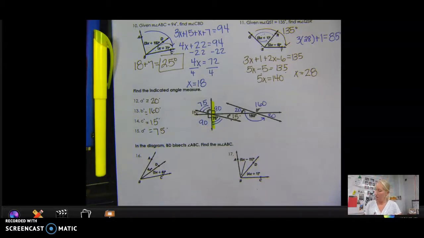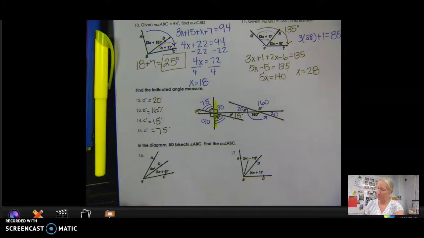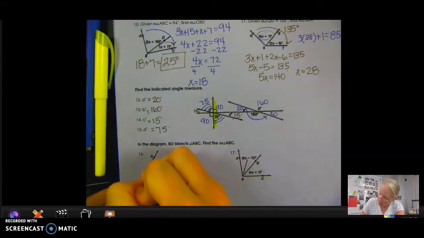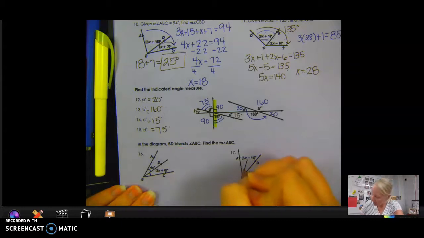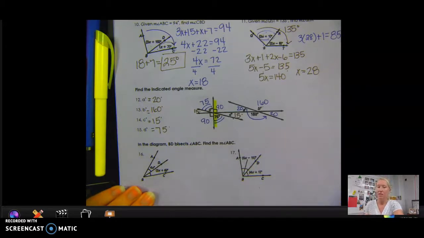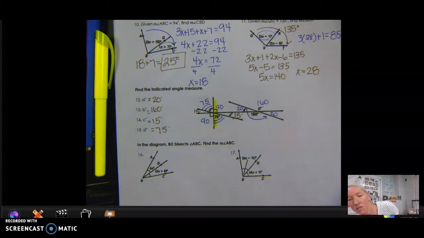Okay. In the diagram, BD bisects A to B to C. Find the measure of A to B to C. So I know if it bisects that this equals this. Okay. Same thing here. This equals this. So what I want you to do is kind of use your knowledge of algebra and of what you've learned so far in geometry. I want you to see if you can answer questions 16 and 17.